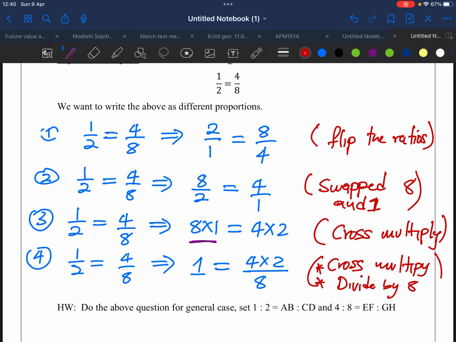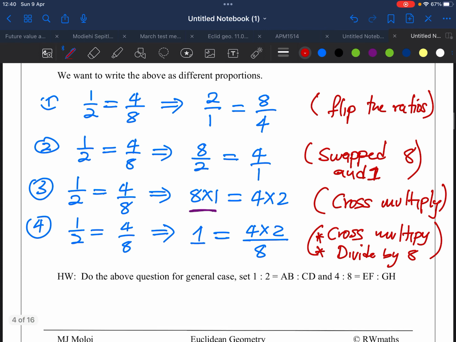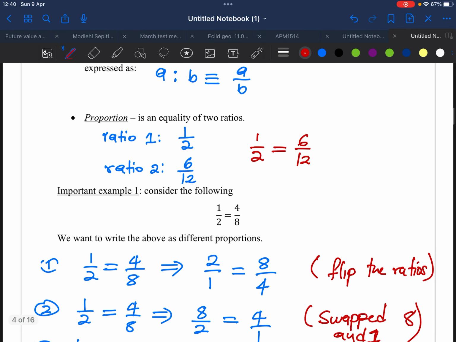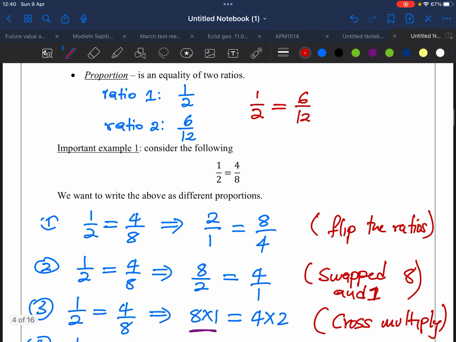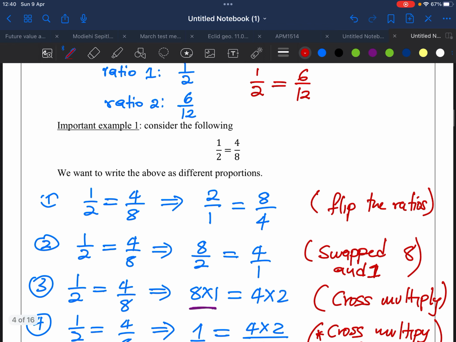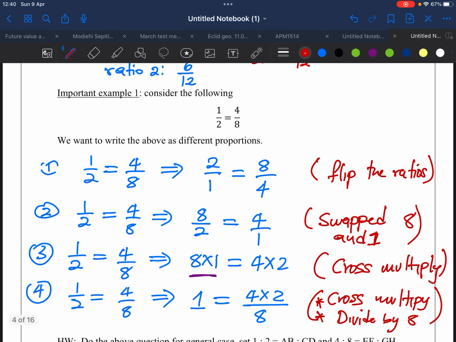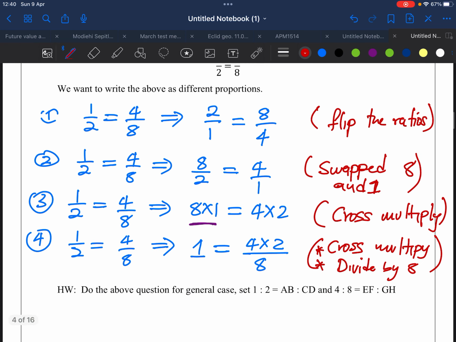Divide by 8 there. So that's how you can write 1 over 2 equivalent to 4 over 8 as different proportions. Remember we said proportion is an equality of two ratios. So we had ratio 1, 1 over 2, ratio 2, 4 over 8. So now we want to write this proportion into different proportions. For us to write this in different proportions, we can do that. I hope you are happy with important example 1. So that's how you can solve important example 1.